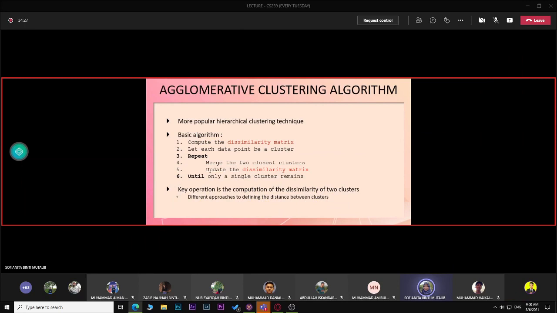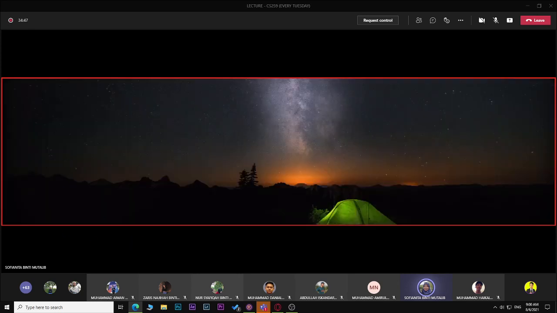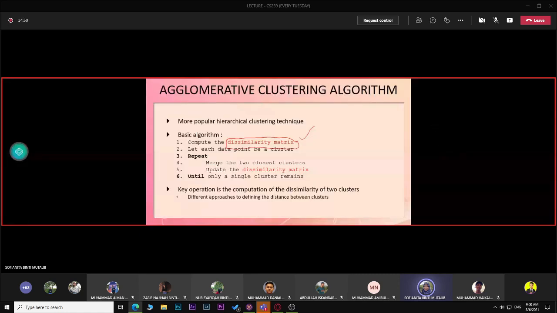Okay, so firstly, what we need to do would be to find the dissimilarity matrix of the objects. Do you have any problem understanding this part? What is the meaning of compute the dissimilarity matrix? What process does it refer to? Any idea? Which process is this?